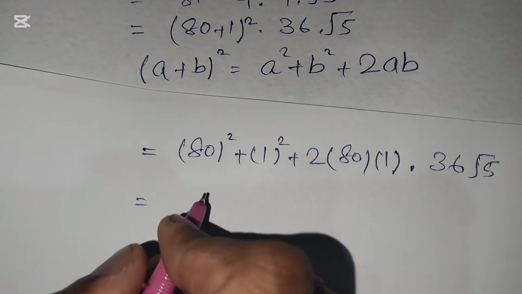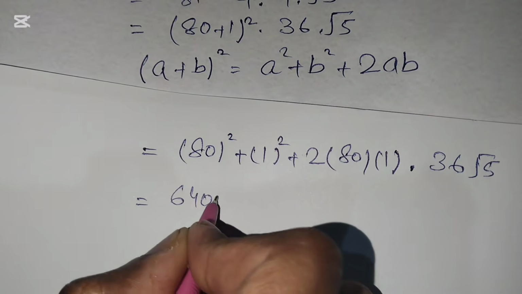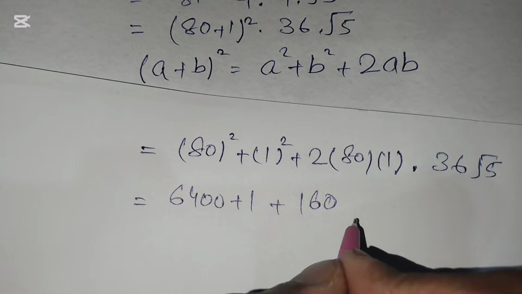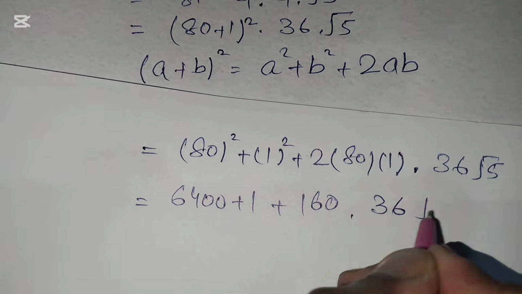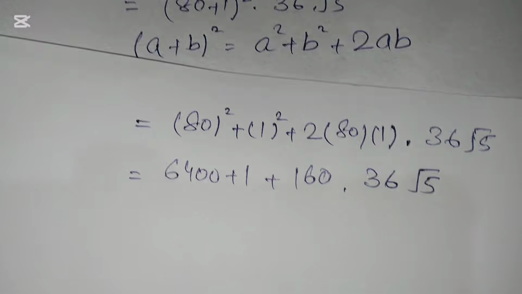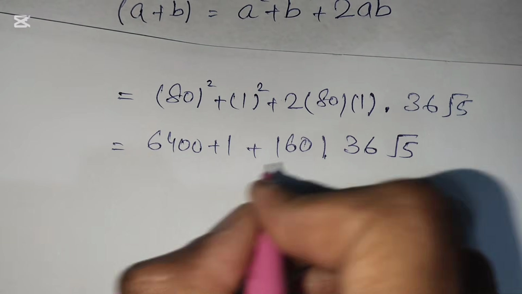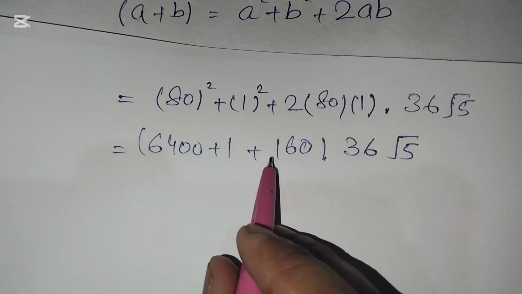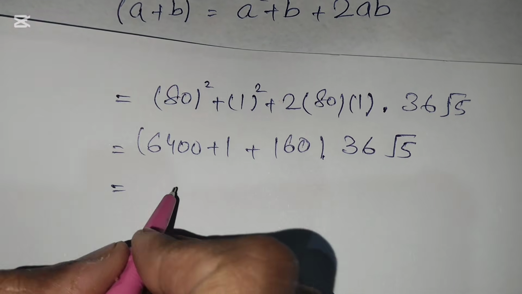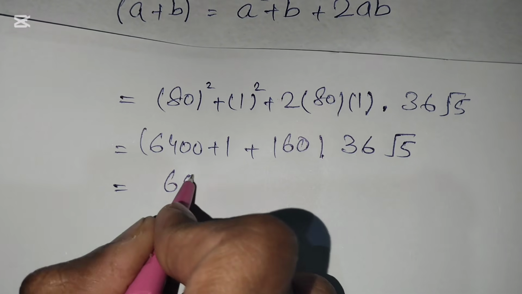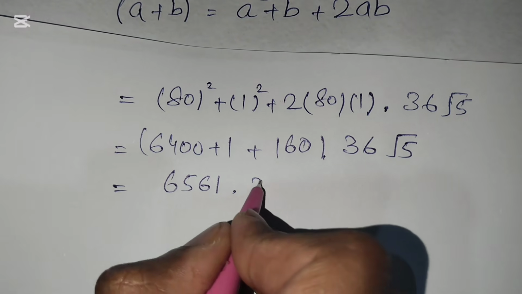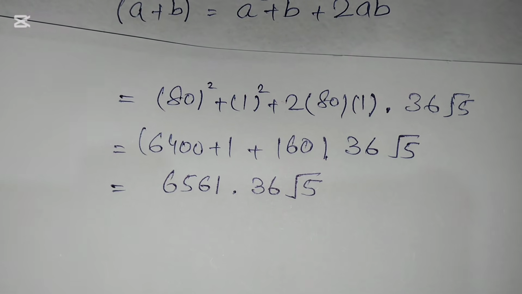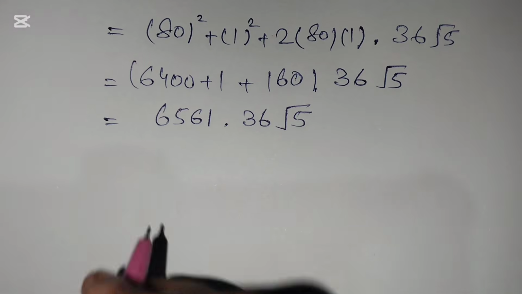What is 80 squared? It is 6400, plus 1, plus 2 into 80 is 160, and 36 square root of 5. Now we will add 6400 plus 160 plus 1, which gives 6561, times 36 times square root of 5. Now multiply this.